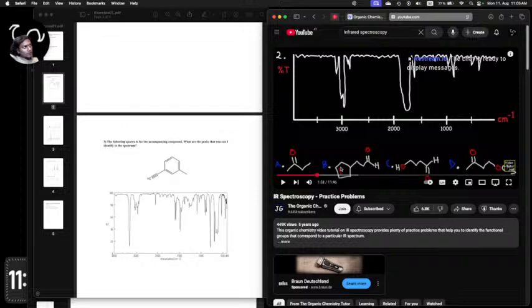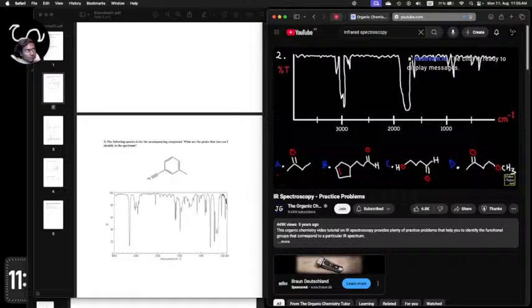There is a cyclic double bond. There's a cyclic structure with the double bond. I'm going with C. And work on it. And once you have your answer, just play the video to see if it's correct.